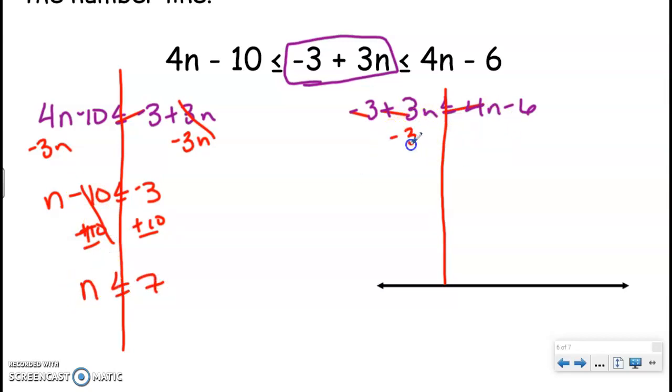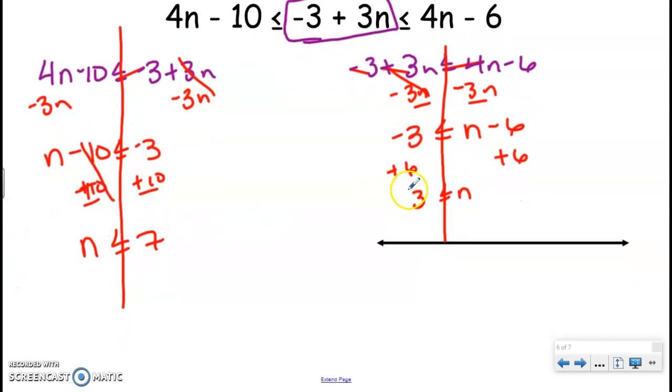For the second one, I'm going to subtract 3n from both sides to cancel that, to get -3 is less than or equal to n minus 6. And then I add 6 to both sides to get 3 is less than or equal to n. Okay, that one started out as an AND.